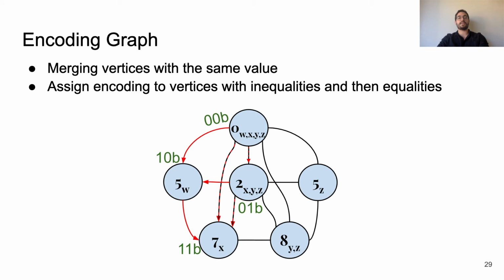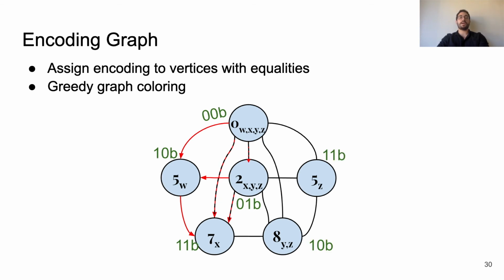First, Satune assigns encodings to the vertices that appeared in inequalities, which are marked as red. We topologically sort the red graph to assign unique encodings to the nodes in a topological order. The node 0 has no incoming edges, gets encoding binary 0, and the next node gets the next number.